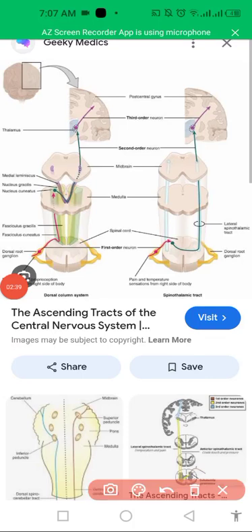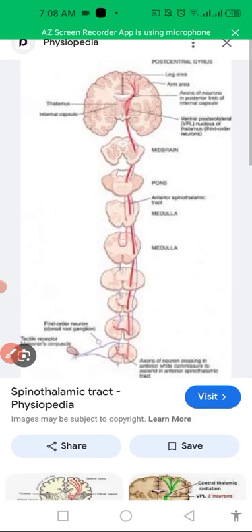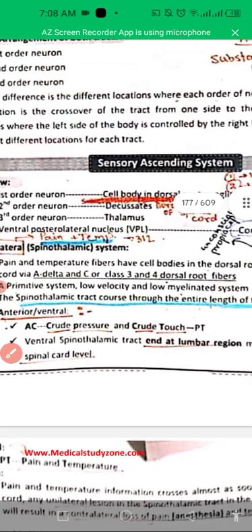Anterolateral. Okay, as we can see, the first order neuron goes from the dorsal root ganglion up to the decussation point, and the second order neuron goes from the decussation point, decussating, and into the thalamus, and from here the third order neuron is there. So in this way, the anterior ventral spinothalamic tract controls crude pressure and crude touch in the anterolateral system. The ventral spinothalamic tract ends in the lumbar region.